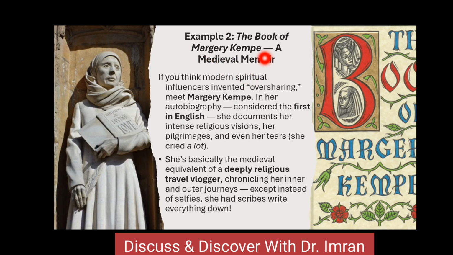Now, example 2, the Book of Margery Kempe, a medieval memoir. If you think modern spiritual influencers invented oversharing, meet Margery Kempe. Her autobiography is considered the first in English. She documented her intense religious visions, her pilgrimages, and even her tears. She cried a lot. She is basically the medieval equivalent of a deeply religious travel vlogger, chronicling her inner and outer journey, except instead of selfies, she had scribes write everything down.